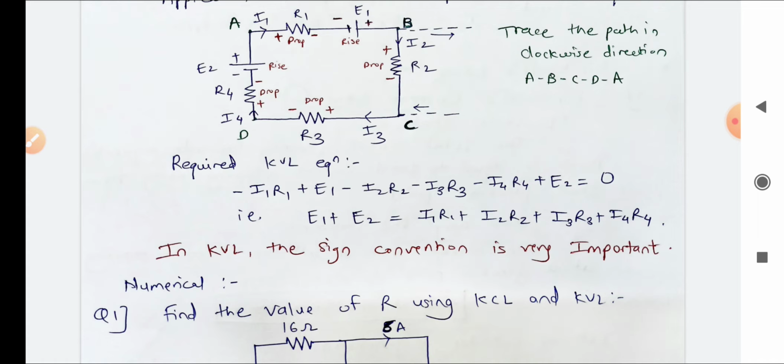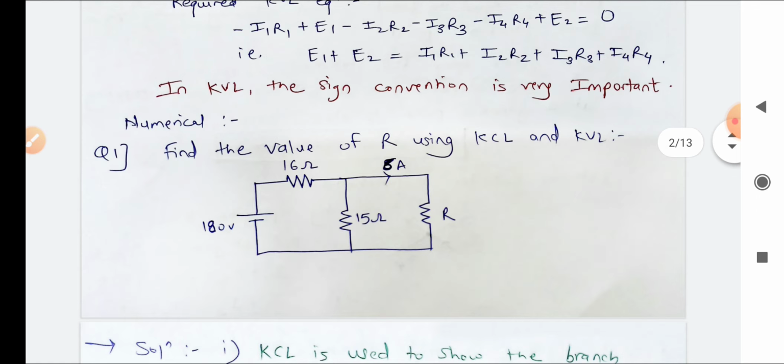Here the sign conventions are very important while solving KVL. After giving sign conventions, we have to find out where the potential rise and potential drop are present, and according to that we write the equation. This KVL is generally used to calculate unknown currents in the circuit.